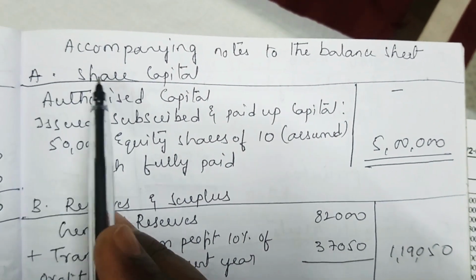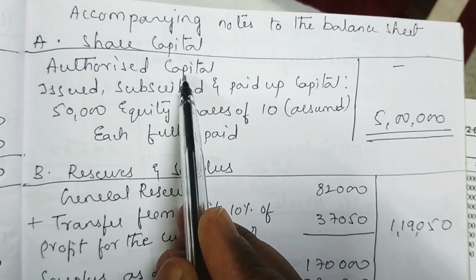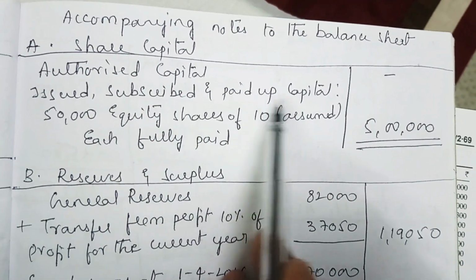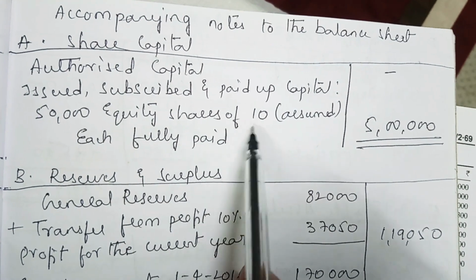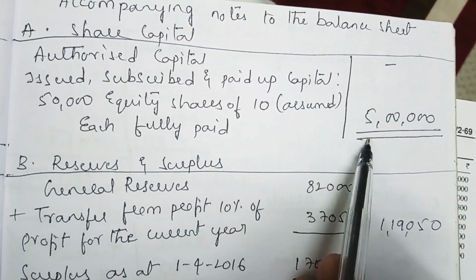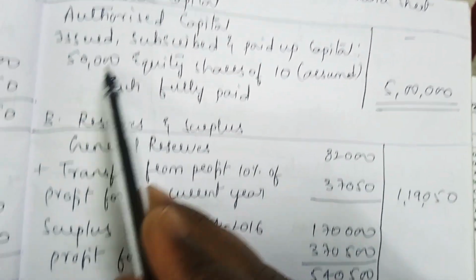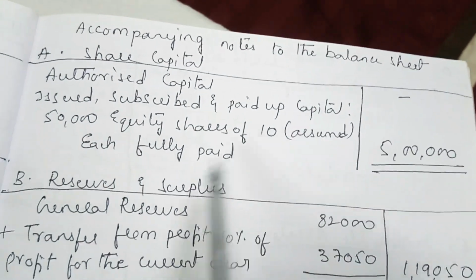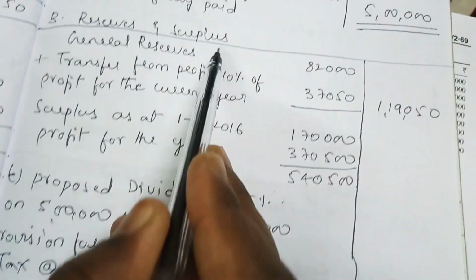First we have to open the share capital. Authorized capital he didn't mention, so we have taken it as nil. Issued, subscribed and paid-up capital: 50,000 equity shares of 10 each, because he mentioned 5 lakhs, so we can assume that 50,000 equity shares of 10 each are issued. Next head is the reserves and surplus.